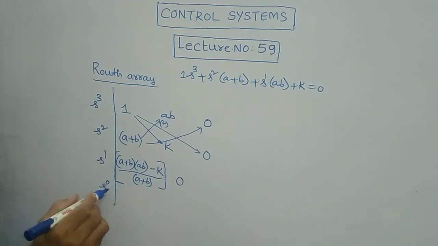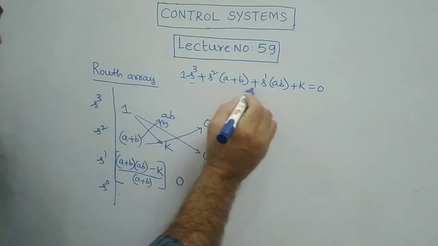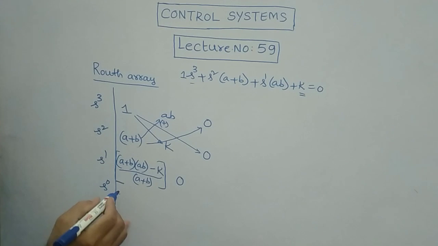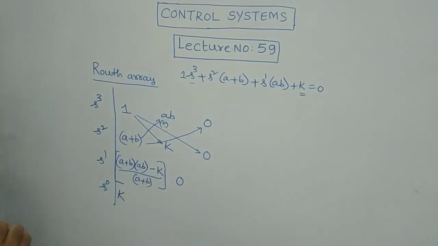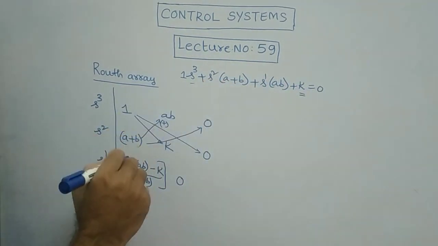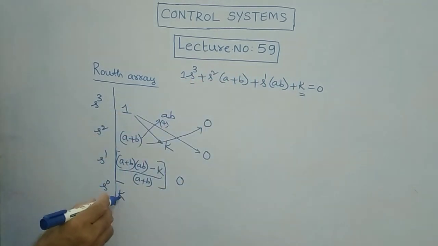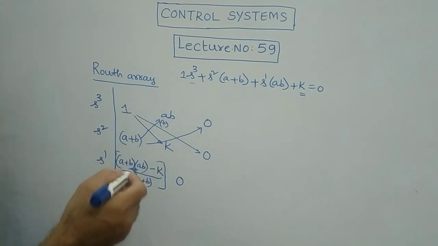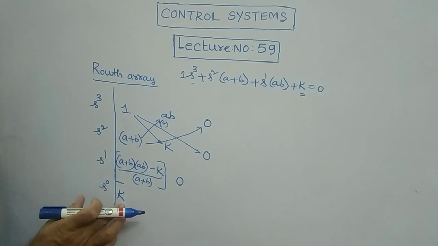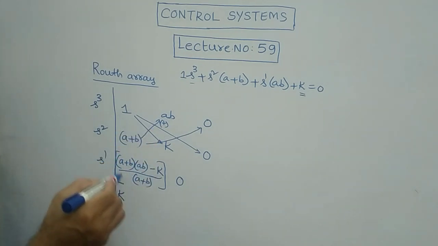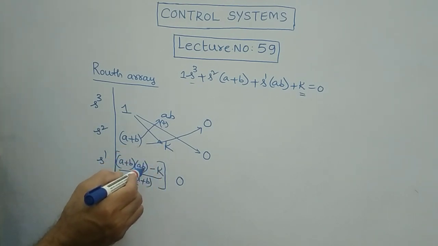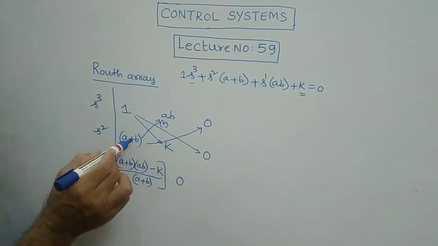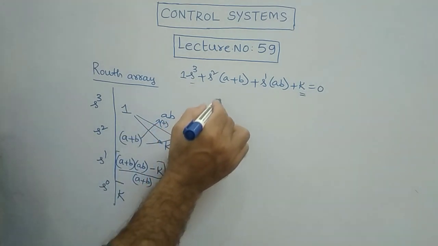And what will be the s power 0? Remember that s power 0 is nothing but whatever the last term you have, that comes here. Whatever the constant is in the given simplified expression, that k value comes here. Otherwise, you can determine this value using the same method: this value multiplied with k, minus this into this, by this one. Do it here.